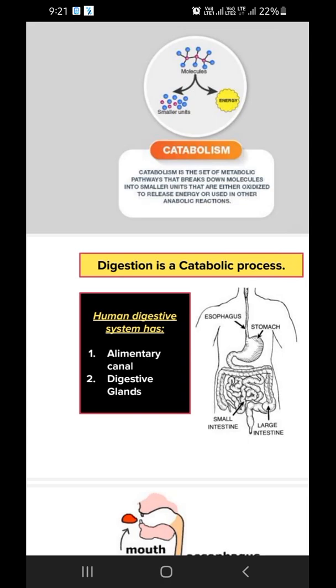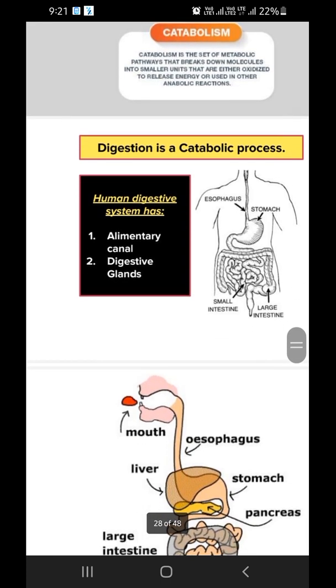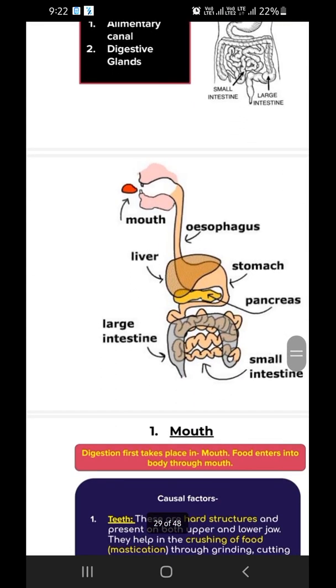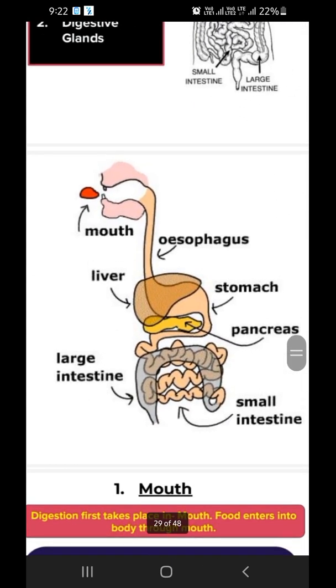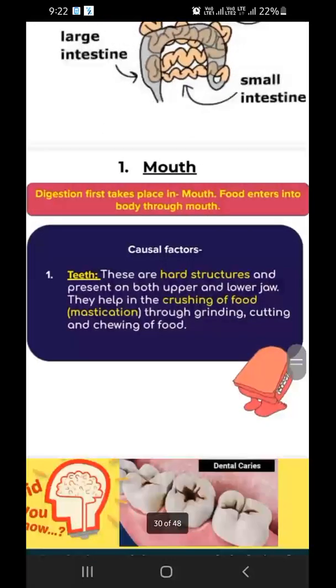The human digestive system has the alimentary canal and digestive glands. This is the photo of our digestive system. I have not used the NCERT for this diagram, so please don't mind it. First we take the food in the mouth, then it goes through the esophagus, then to the liver, stomach, pancreas, large intestine, small intestine, and then it is released.